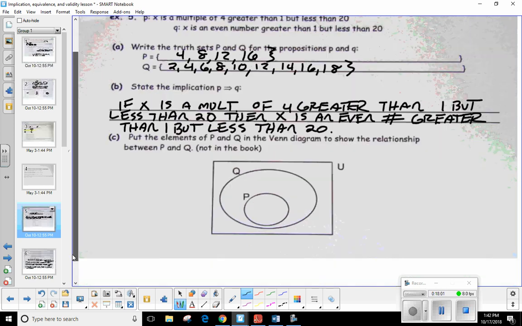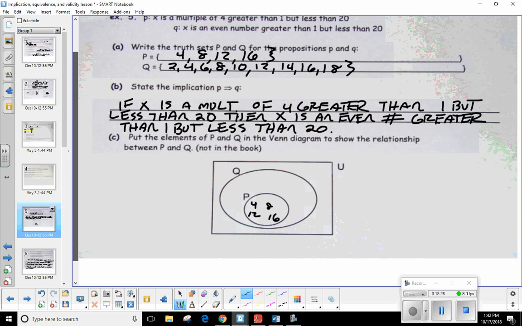All right. So put the elements of P and Q in the Venn diagram to show the relationship between P and Q. Now remember, we're referring to a proper subset. So what elements of P also belong to Q? Well, 4, 12, yeah, all of them, right? So right here, 4, 8, 12, 16.